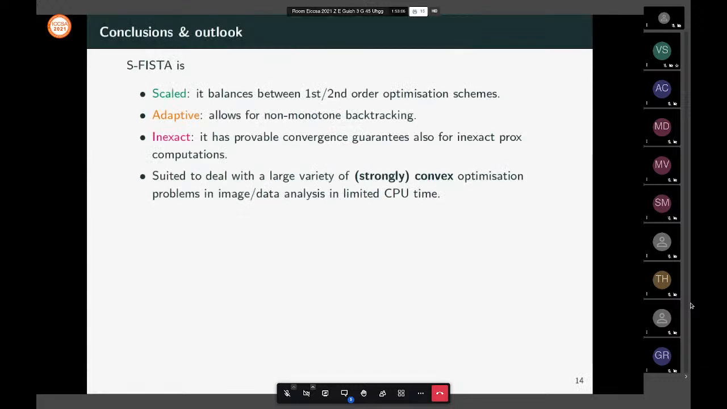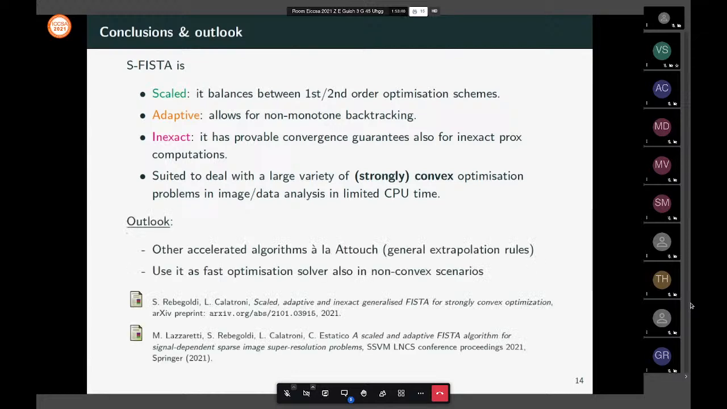So to conclude, we propose an extension of the FISTA algorithm, which combines several features. In particular, it combines non-Euclidean scaling to encode some second-order information. It includes some adaptive backtracking to mitigate possible misspecification of initial step sizes, and it covers a precise convergence analysis that takes into account the presence of errors in my computation of proximal points. So it's suited for a large variety of convex and strongly convex optimization problems.